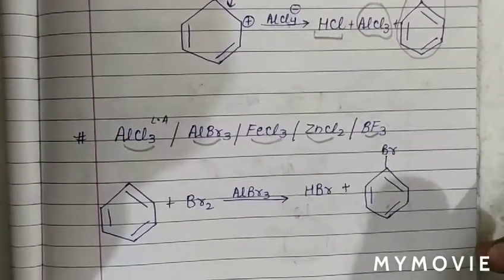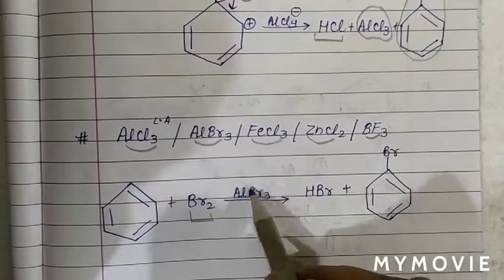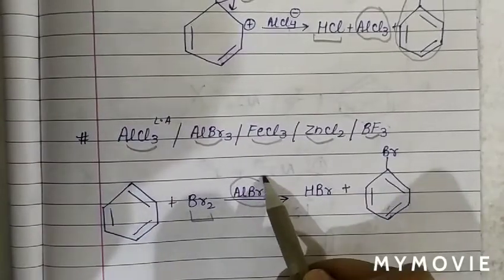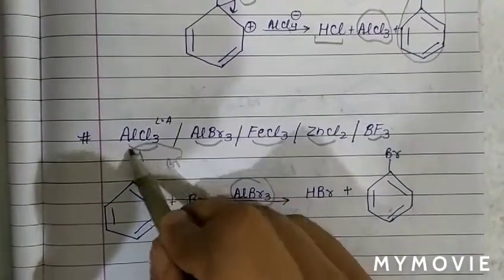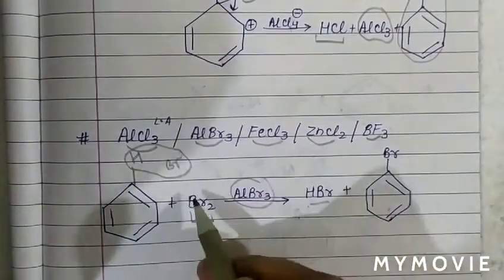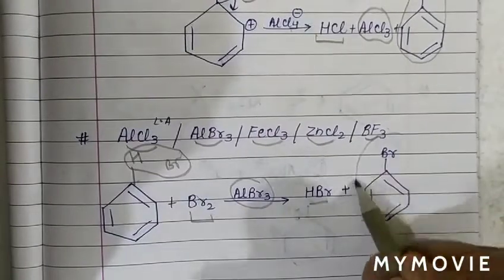Now see the next reaction, which is bromination. In the bromination reaction, we use bromine, Br2, in the presence of AlBr3. Again, as there is hydrogen, the hydrogen is removed with bromine in the form of HBr and one bromine atom attacks the benzene, so it forms bromobenzene.